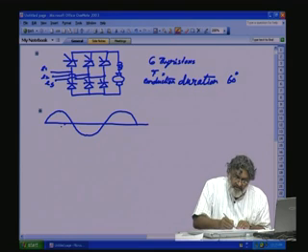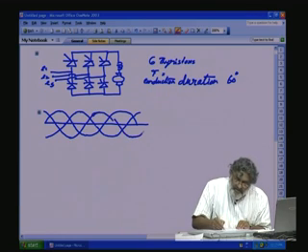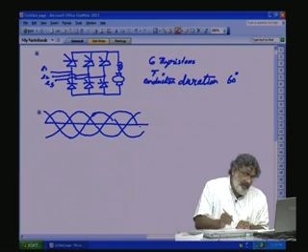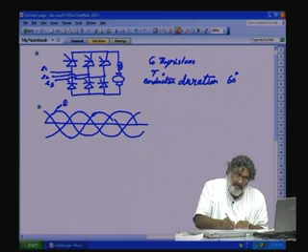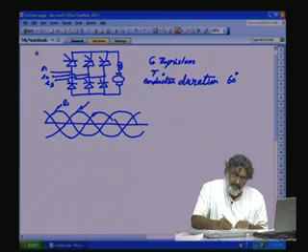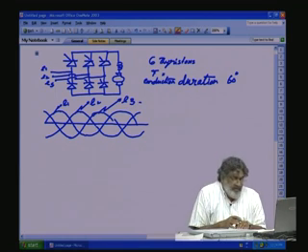This is our A phase, 120 degree, you will have the B phase, then 360 degree you will have the C phase, or even E2, E3. So, this is E1, this is E2, this is E3. Now, alpha is equal to 0. Let us take E1.